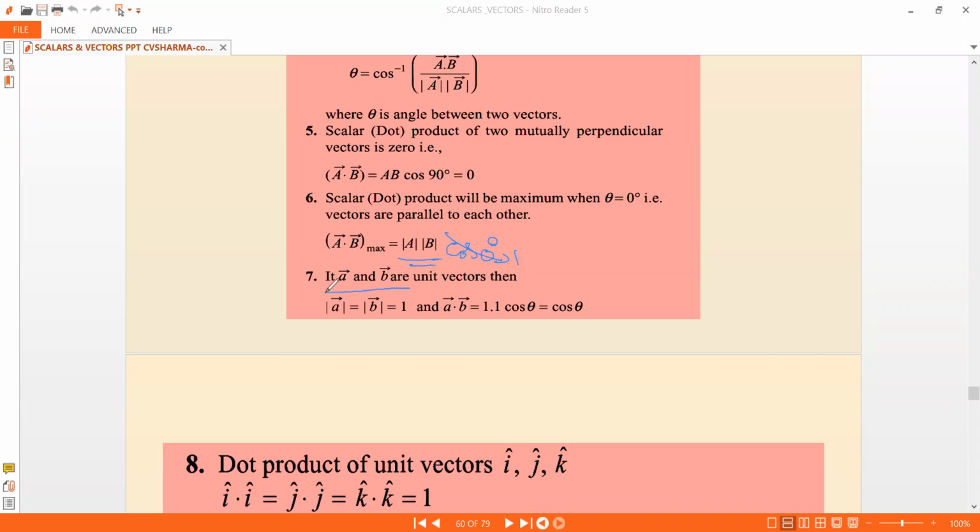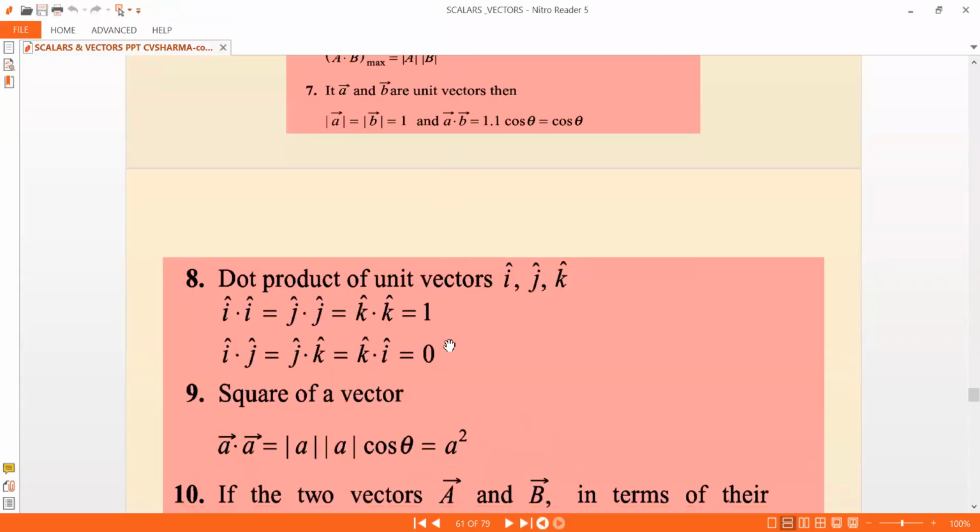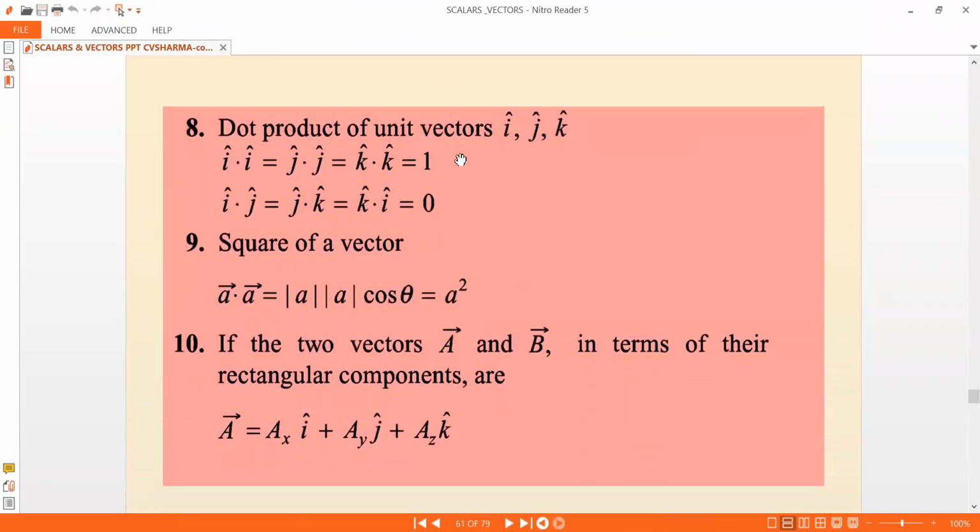If a bar and b bar are unit vectors, then mod a bar is equal to mod b bar is equal to 1, and a bar dot b bar is equal to 1 into cos theta. So simply it is equal to cos theta. That is how cos theta will simply be the dot product if a and b are unit vectors. Now let's move on to the next case, the dot product of unit vectors i, j, k.